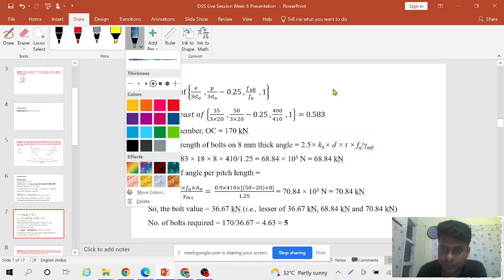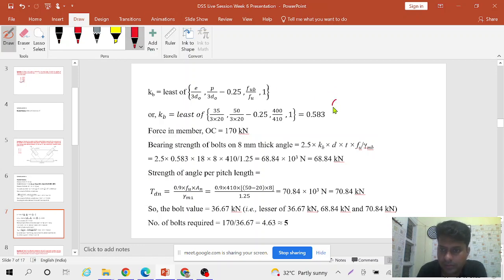One minute. This is your bolt and this is your bolt. This distance is called pitch. Now you have to deduct half of the hole diameter on this side and half on this side. So this is half of the diameter, half of the diameter, so the complete full diameter of the bolt hole. That is why we are deducting 50 minus 20.